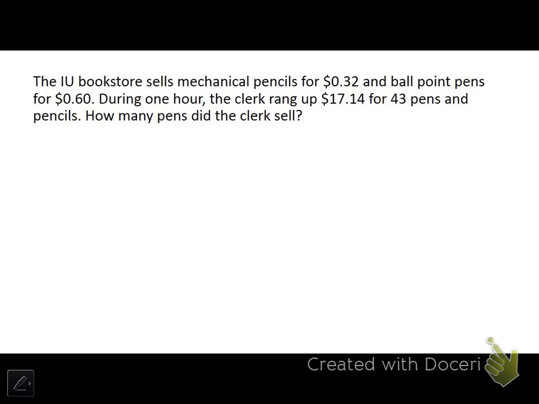Okay, the IU bookstore sells mechanical pencils for 32 cents and ballpoint pens for 60 cents. During 1 hour, the clerk rang up $1714 for 43 pens and pencils. How many pens did the clerk sell? Okay, so let's just do this one first. There's a total, if I add all of my pens and all my pencils together, there should be 43 of them. Okay, so this is going to be my pens. This is going to be my pencils.